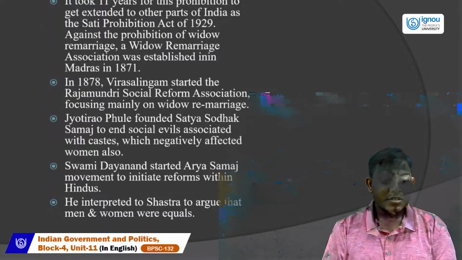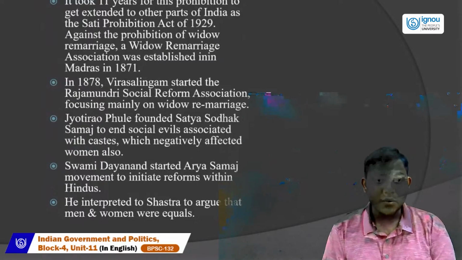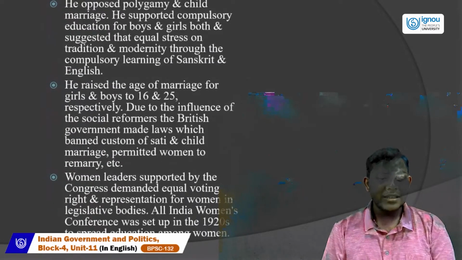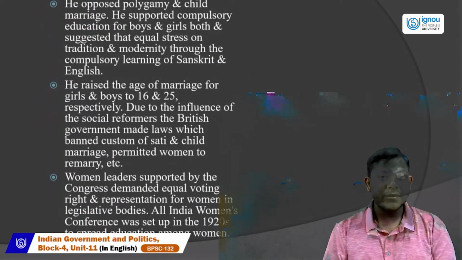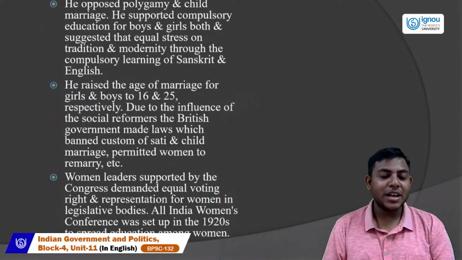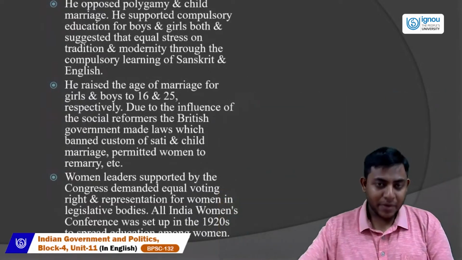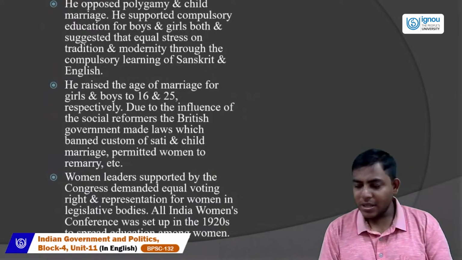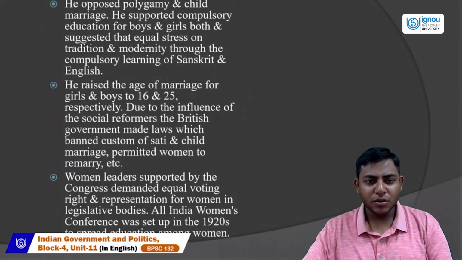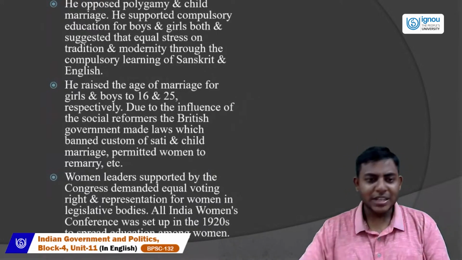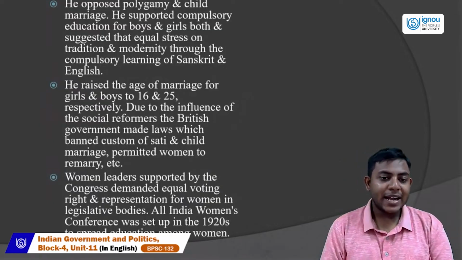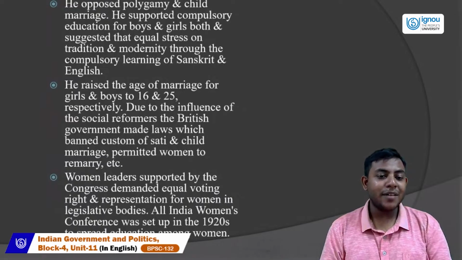the lower castes. Swami Dayanand Saraswati started the Arya Samaj movement to initiate reforms within the Hindus and interpreted the Shastras to argue that men and women were equals. He opposed polygamy and child marriage and supported compulsory education for both boys and girls, and suggested that equal stress on tradition and modernity should be placed through the compulsory learning of Sanskrit and English. He raised the age of marriage for girls and boys to 16 and 25 respectively.